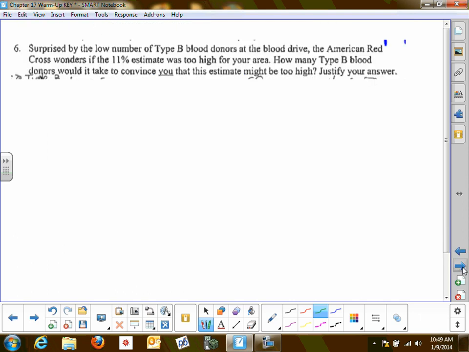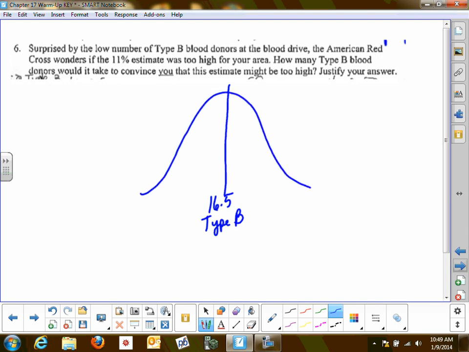And here's the problem. So number 6. So 16 and a half people with type B blood, and these are samples of 150, by the way, is what is expected. So that is what's going to happen on average. That's what is expected. And then you have your 3.832. So see, use the numbers from number 5.